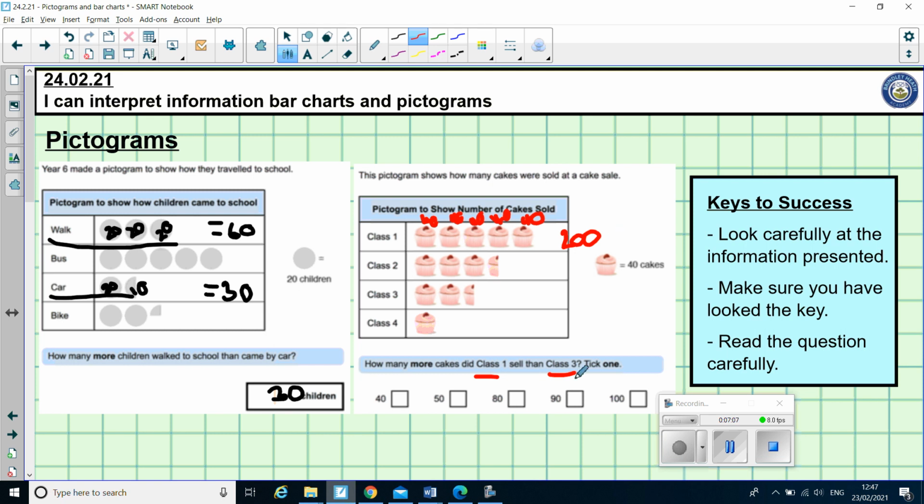So 200 cakes in class 1, and class 3 was 40, plus another 40, plus half of 40, because I've only got half of an image there, so that must be 20. So 40 add 20 is 100. Right. Now my question, read my question again. How many more cakes did class 1 sell than class 3? Well, class 1 sold 200, class 3 sold 100, so my answer then is 100.